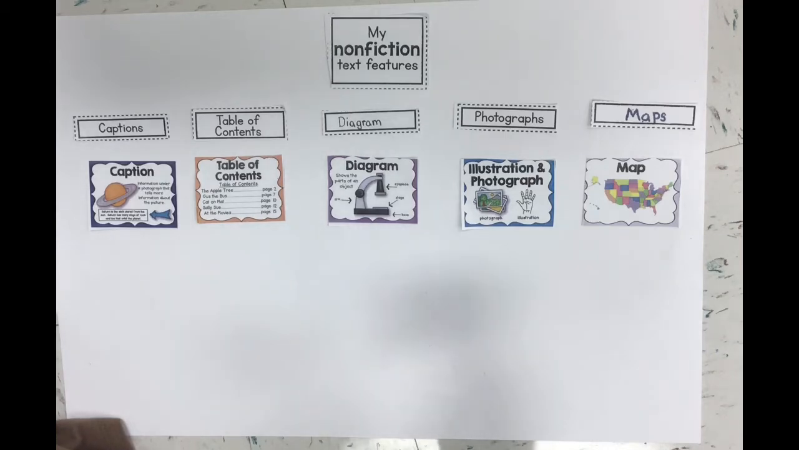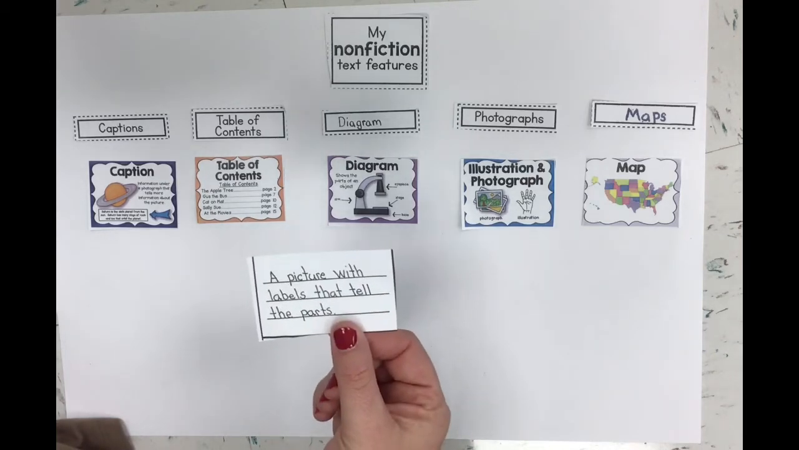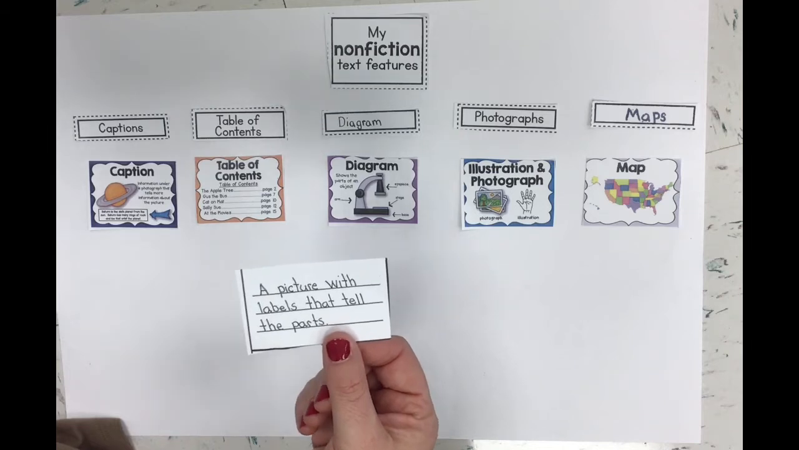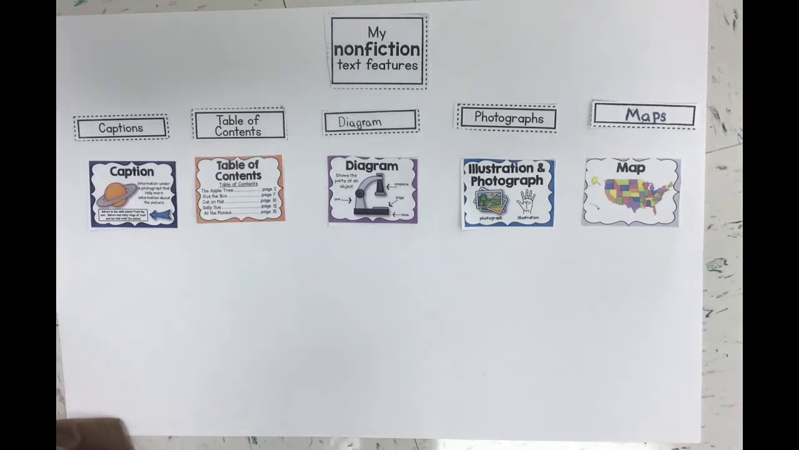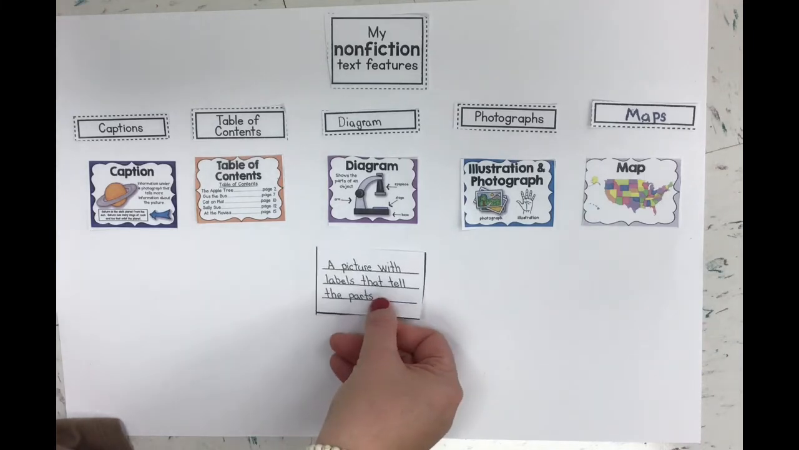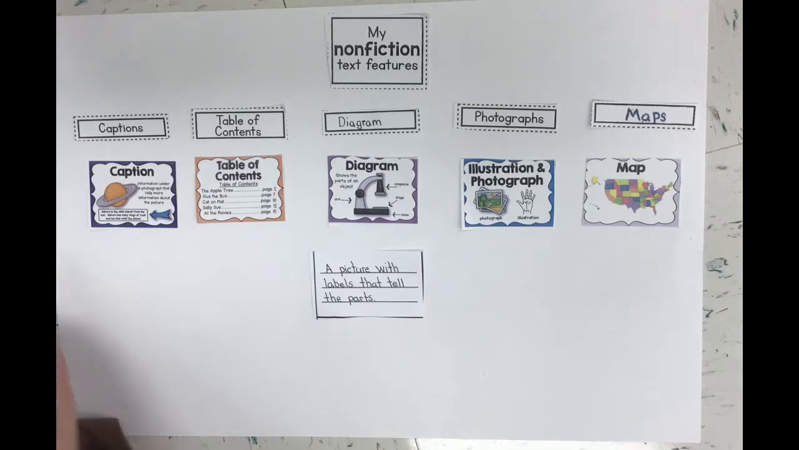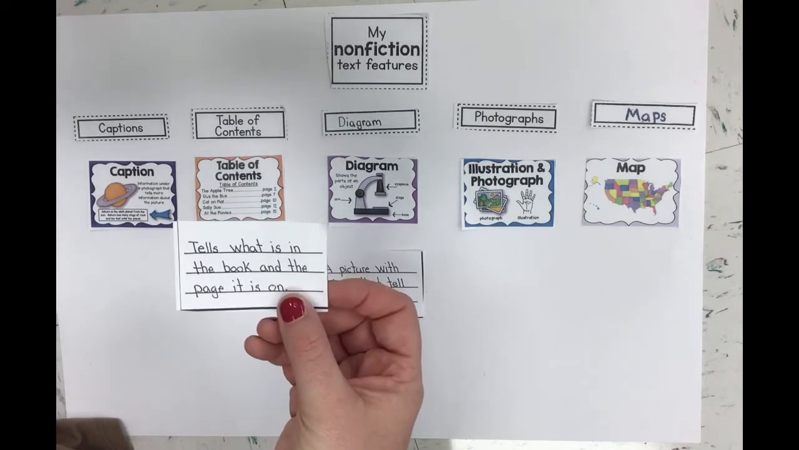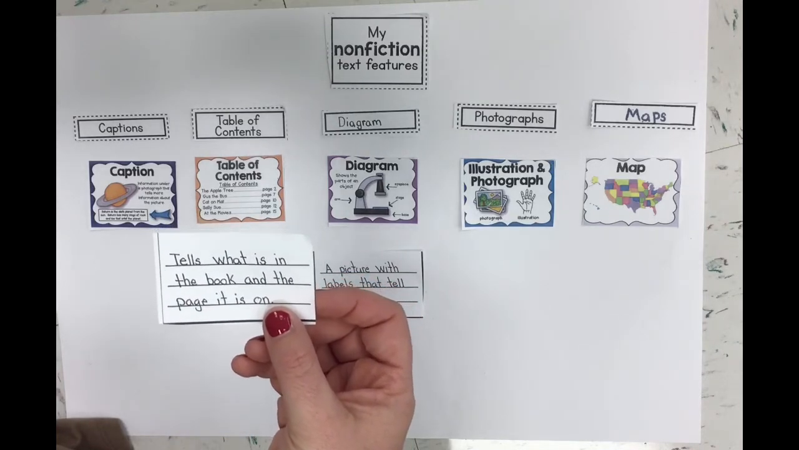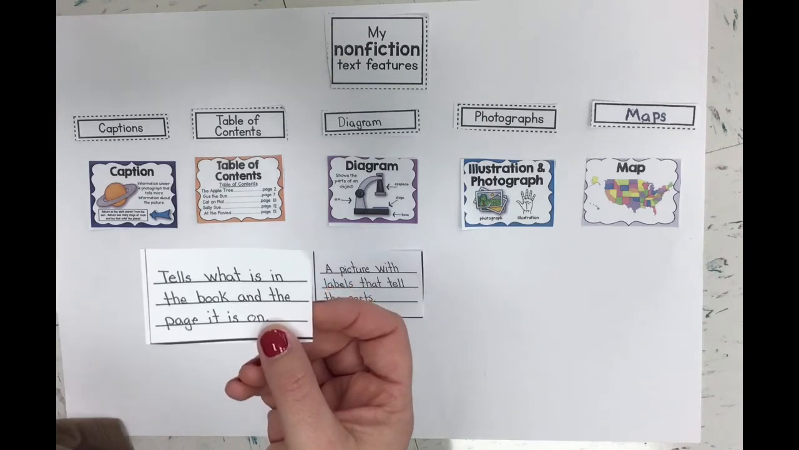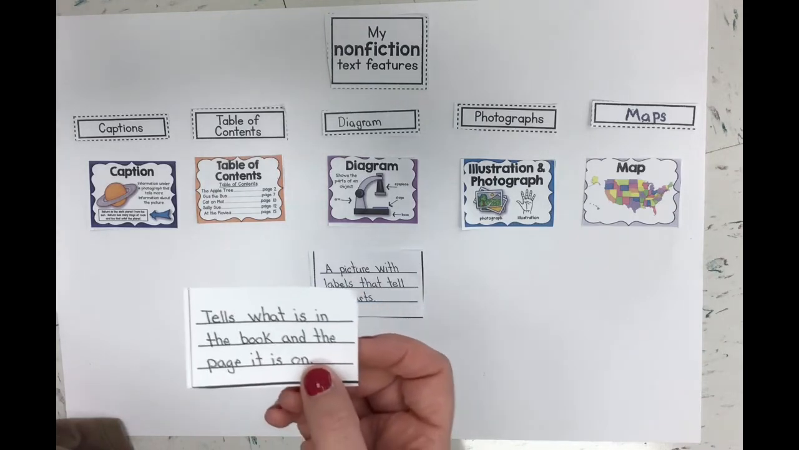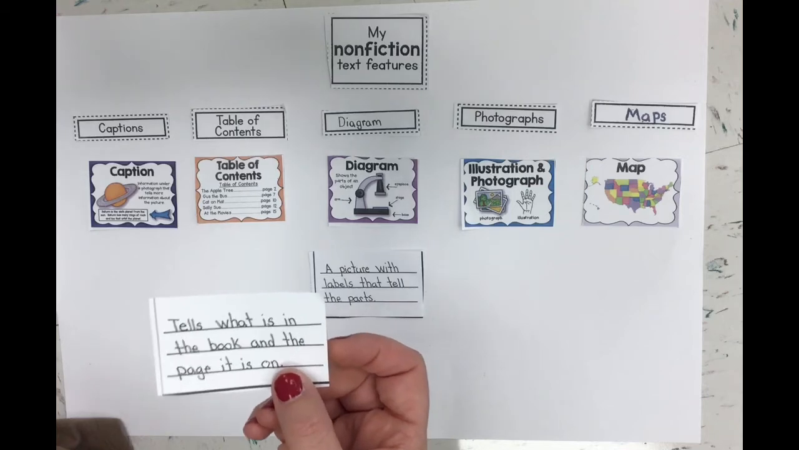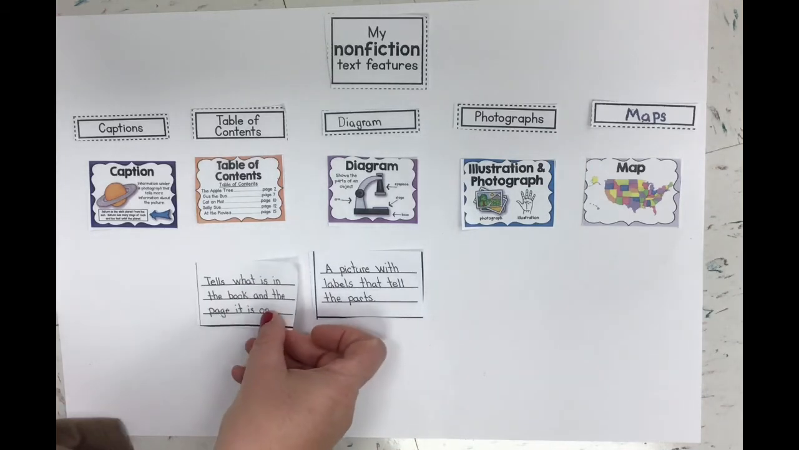Which one would it best fit under? A picture with labels that tells the parts. Which one do you think it is? Yes, a diagram. A diagram is a picture that has labels that tells all the parts. The next definition I have is tells what is in the book and the page it's on. Whoa. What text feature would this best define? Yes, table of contents.